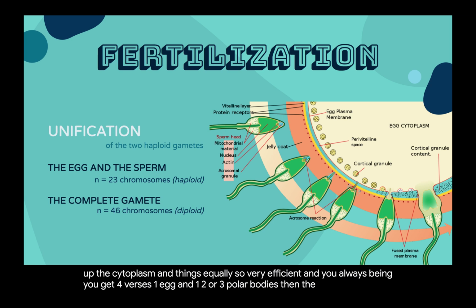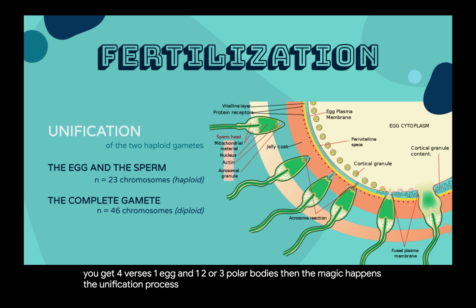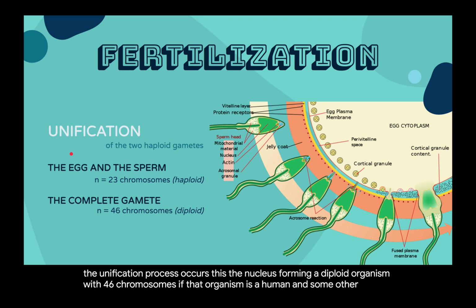Then the magic happens. The unification process occurs. This results in the 2 haploid sets coming together in the nucleus, forming a diploid organism with 46 chromosomes if that organism is a human, and some other amount if they're not.